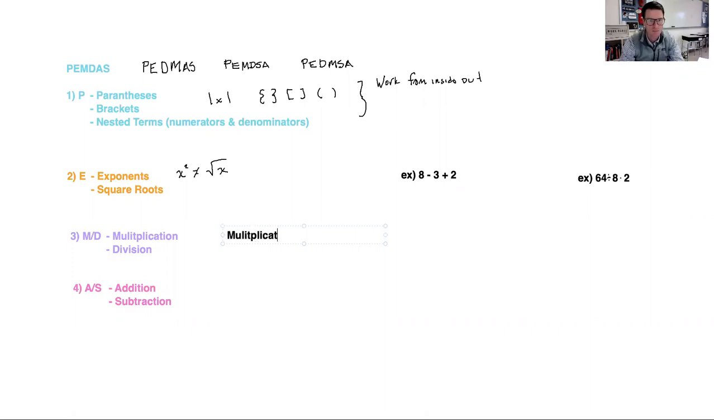Multiplication and division are the same step. This is so important, because guys get this wrong all the time. Multiplication and division are the same step, as are addition and subtraction, the same step.